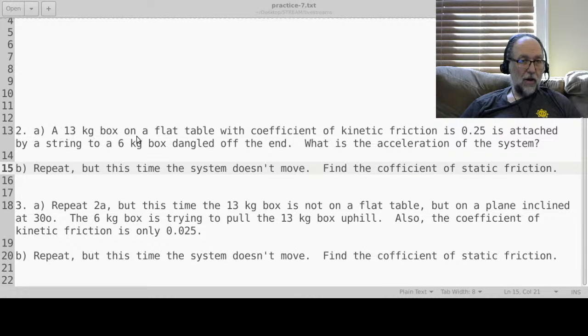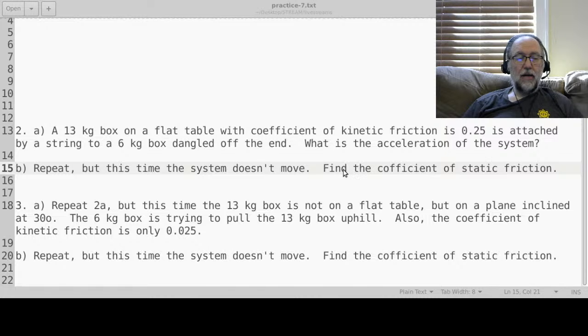All right. So let me remind you of the problem that we left off with. It was a 13-kilogram box on a flat tabletop, with a coefficient of kinetic friction of 0.25. That box was attached with a string to a 6-kilogram box dangling off the end. I said let's find the acceleration of the system, and we completed that. For part B, I said repeat this, but now assume there's more friction and the system doesn't move at all, so there's no acceleration. Now find the coefficient of static friction.